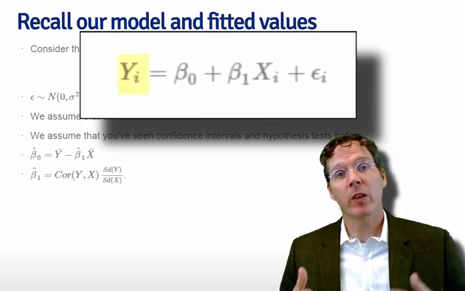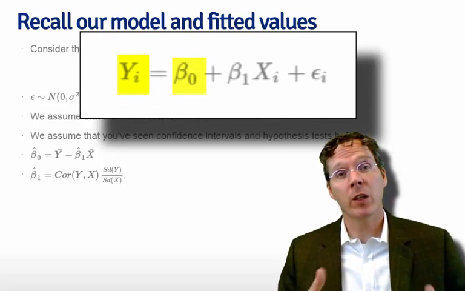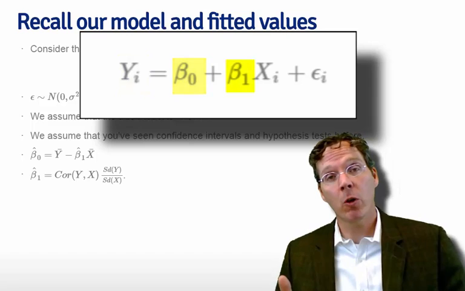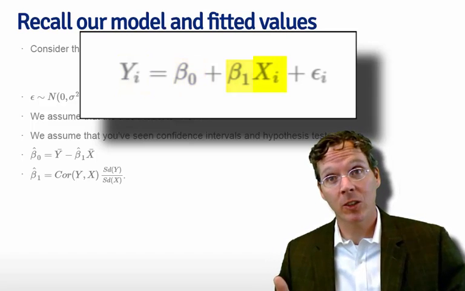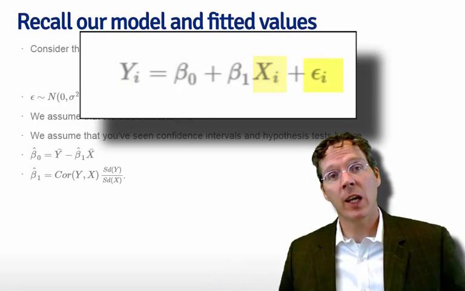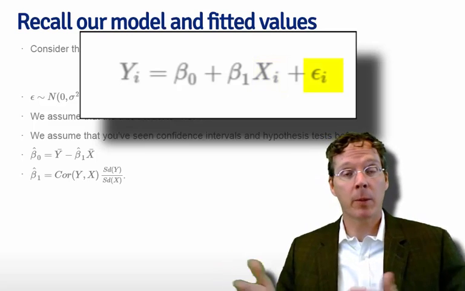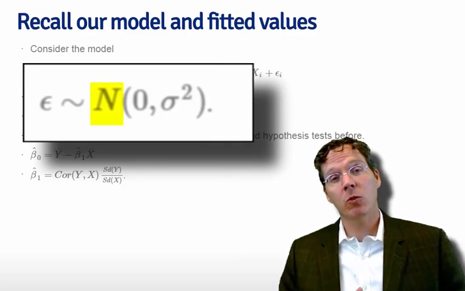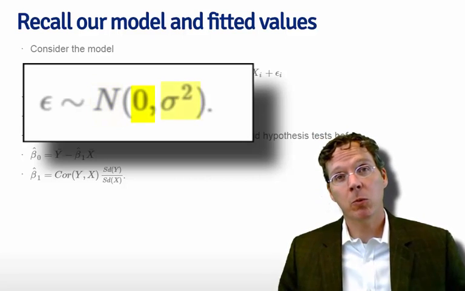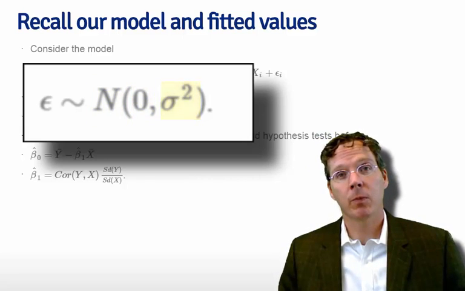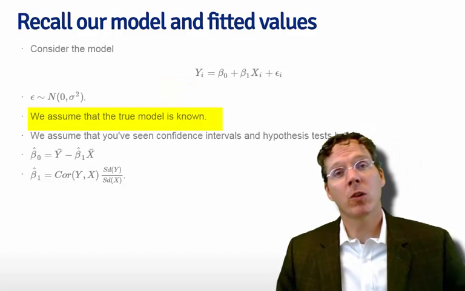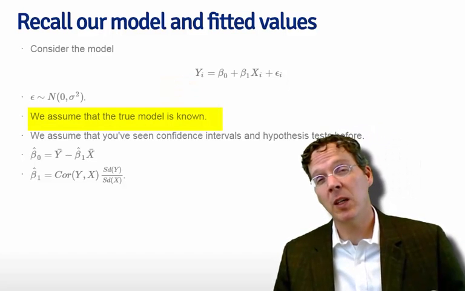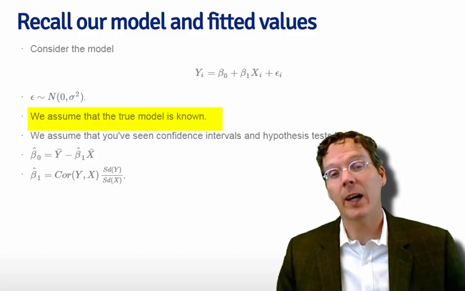Our model was that the response, y_i, is the intercept, beta naught, plus the slope, beta 1, times the predictor, x_i, plus an error term. The error term, epsilon_i, is what we're labeling it. We're going to assume it is normally distributed, mean 0, with a variance sigma squared. For the time being, we're going to assume that the true model is known, and this will be the basis for most of this class.